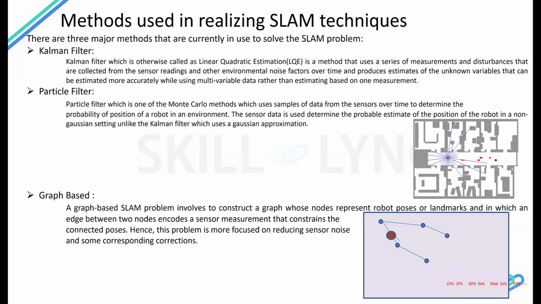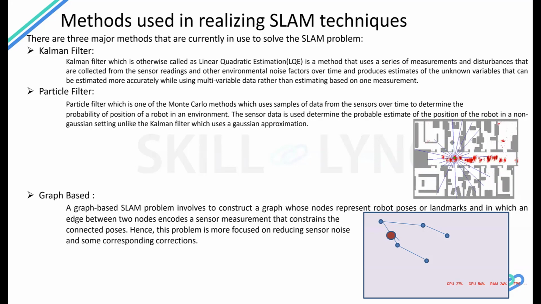Now coming to the graph-based method, before I go to it, we were talking about the online and offline SLAM methods. So Kalman filter and particle filter can be considered as online methods, wherein you are doing the mapping and localization simultaneously. And these are two different methods that you can do that.